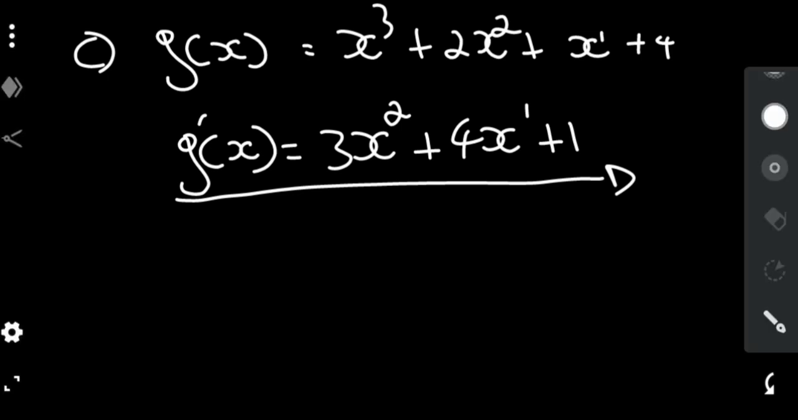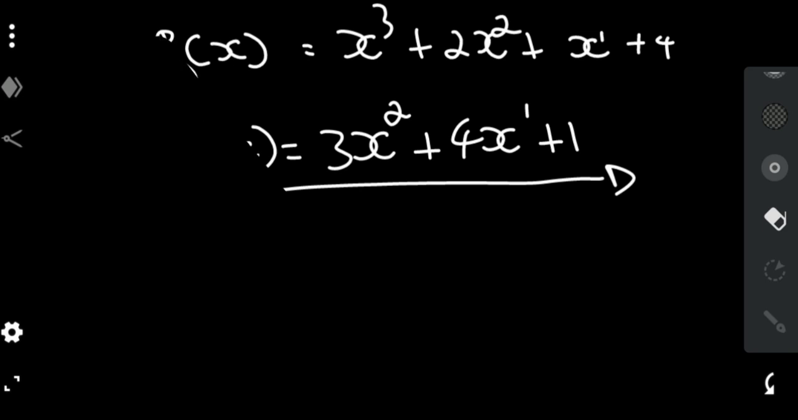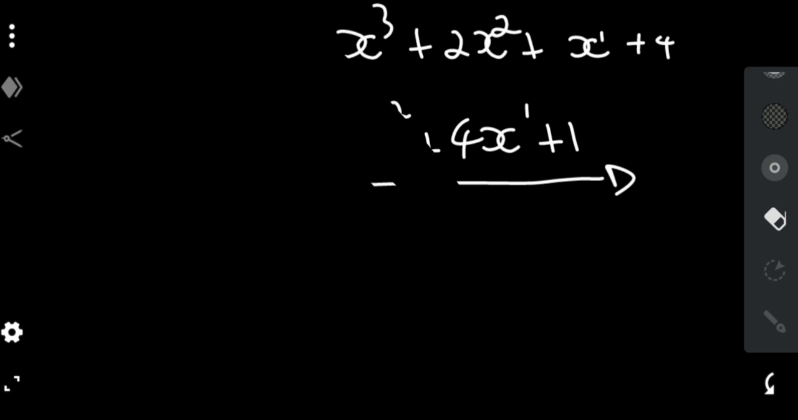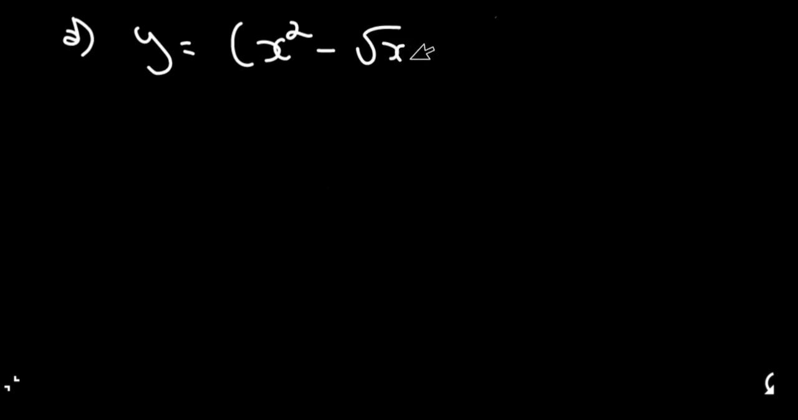So let us try another one. It's part D. So on part D, it's y is equal to x squared minus square root of x all squared. Now to differentiate this one, we need to first simplify the expression.